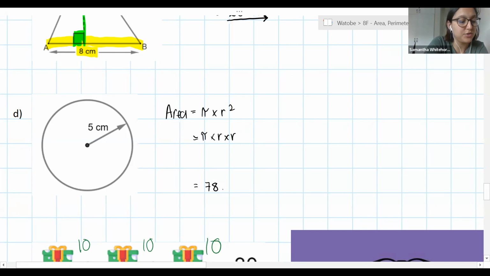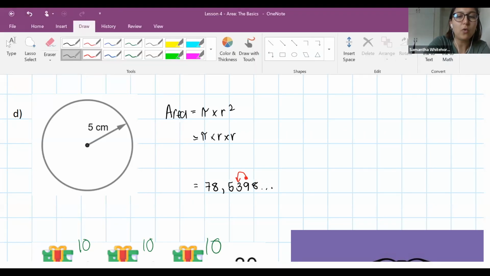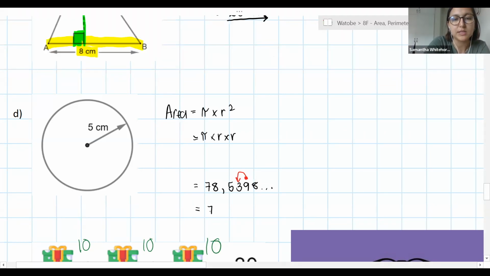Like I said, I asked for 2 decimal places. So this is 78,5398 blah, blah, blah decimals. If I want to round off to 2 decimal places, remember I look at the 3rd decimal to see what effect it's going to have on the 2nd. Because it's greater than 4, it's going to round it up. So this is 78,54, and we need to remember our units, centimeters squared.